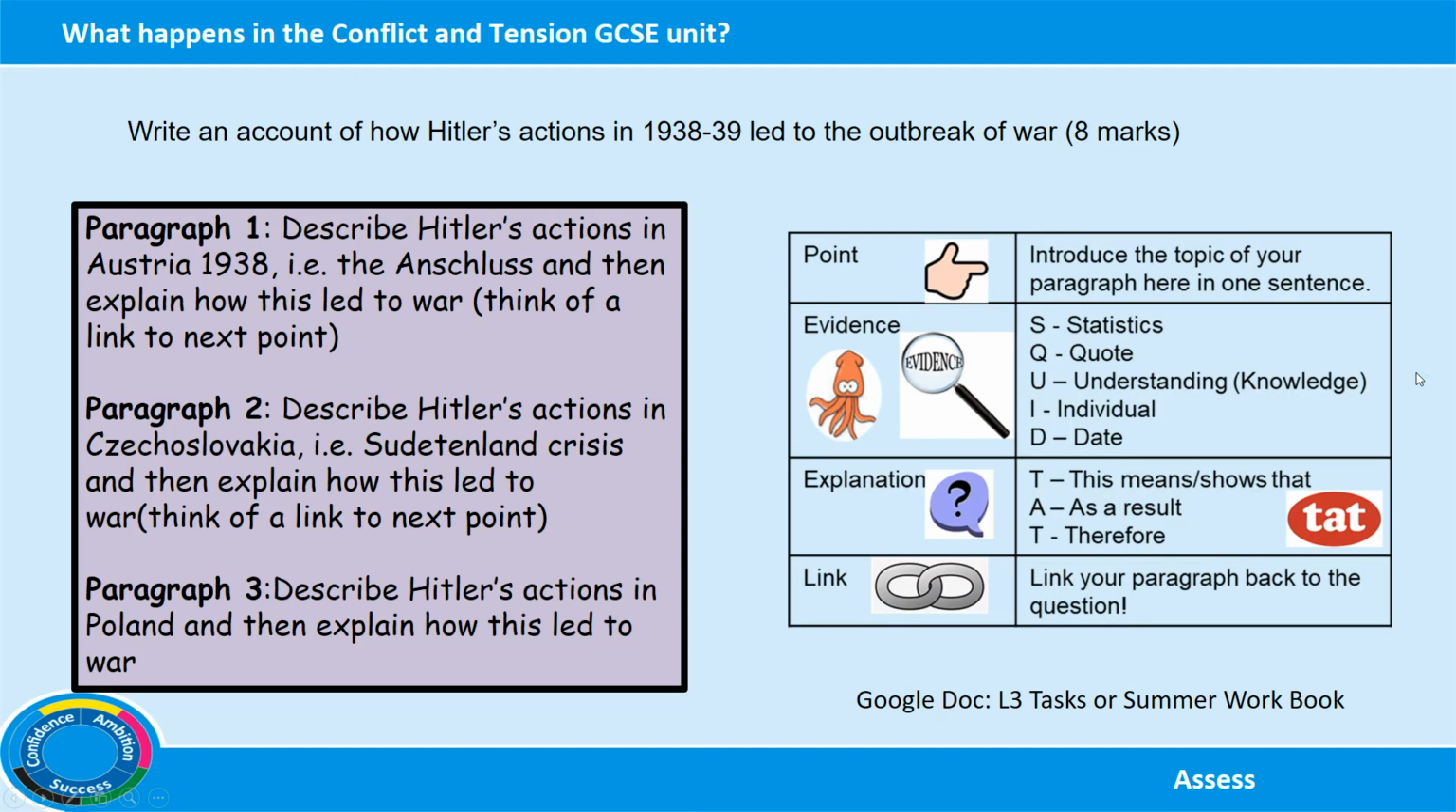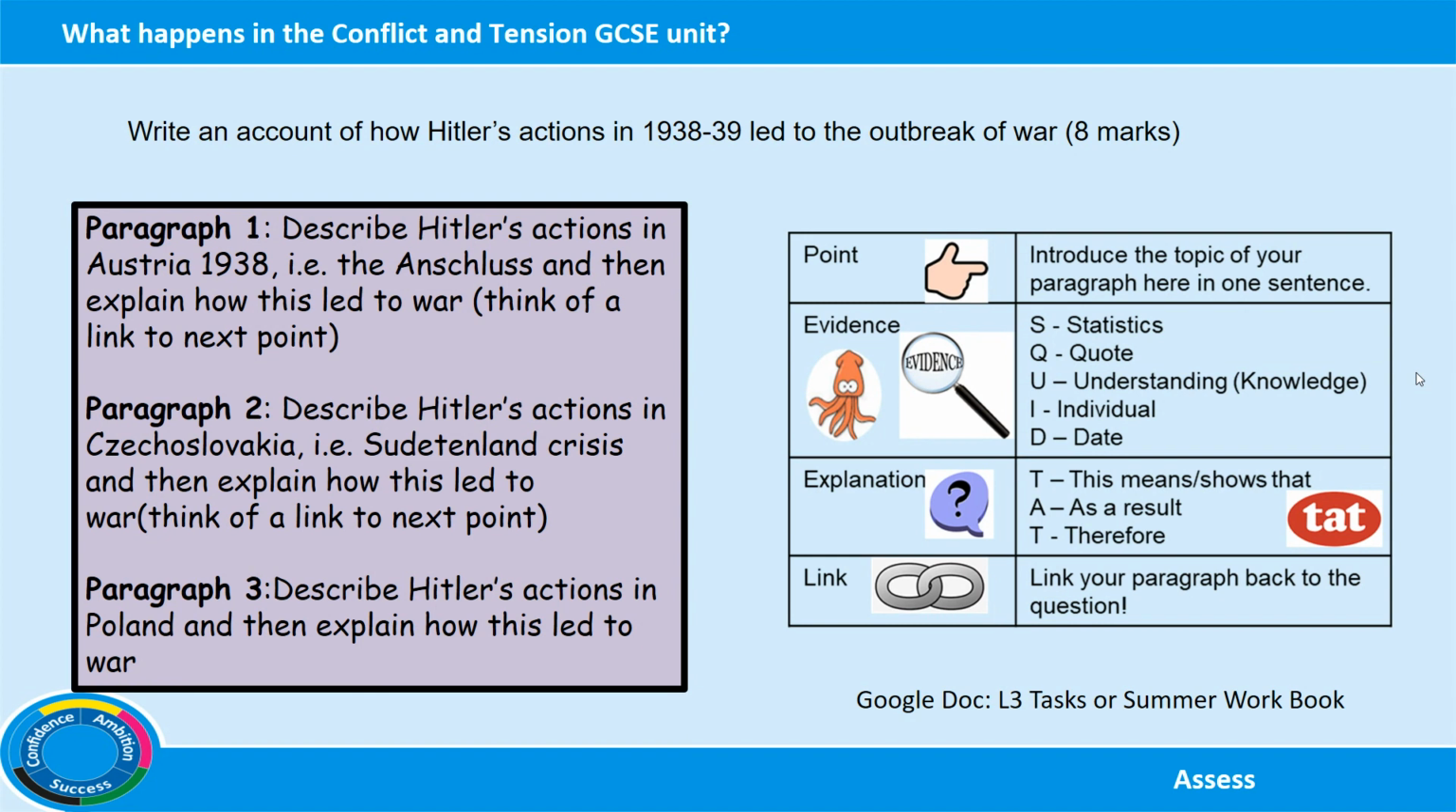And your final task for this session is an account question. So write an account of how Hitler's actions in 1938 to 1939 led to the outbreak of war. It's an 8-mark question, so we are looking for 3 paragraphs. Remember, an account question, you need to write in chronological order. So you need to write about the events in the order that they happen, explaining each event and saying how they led to war.